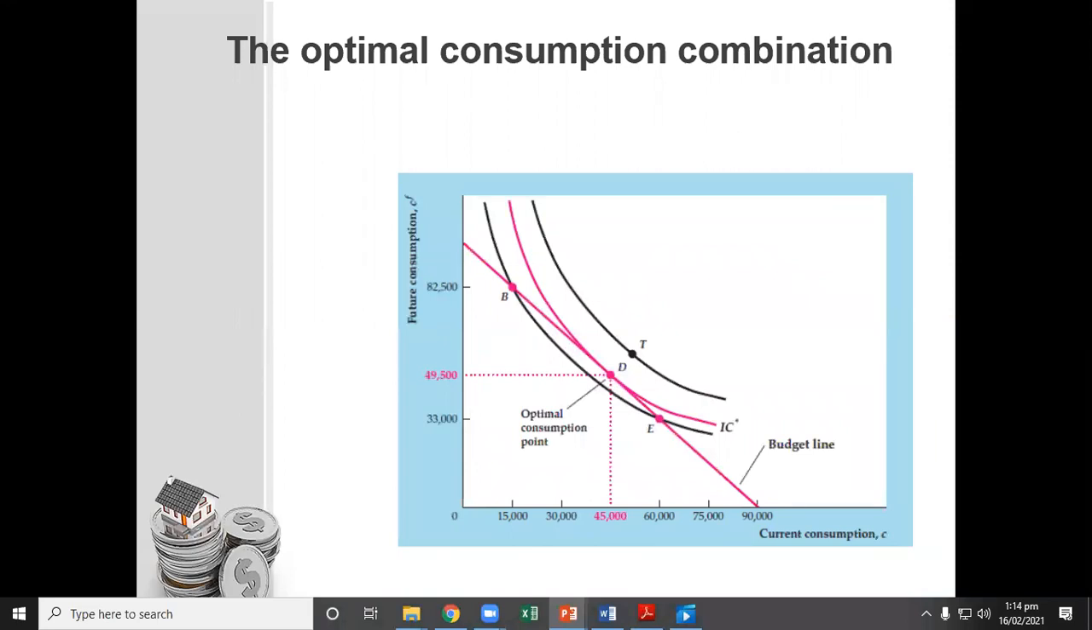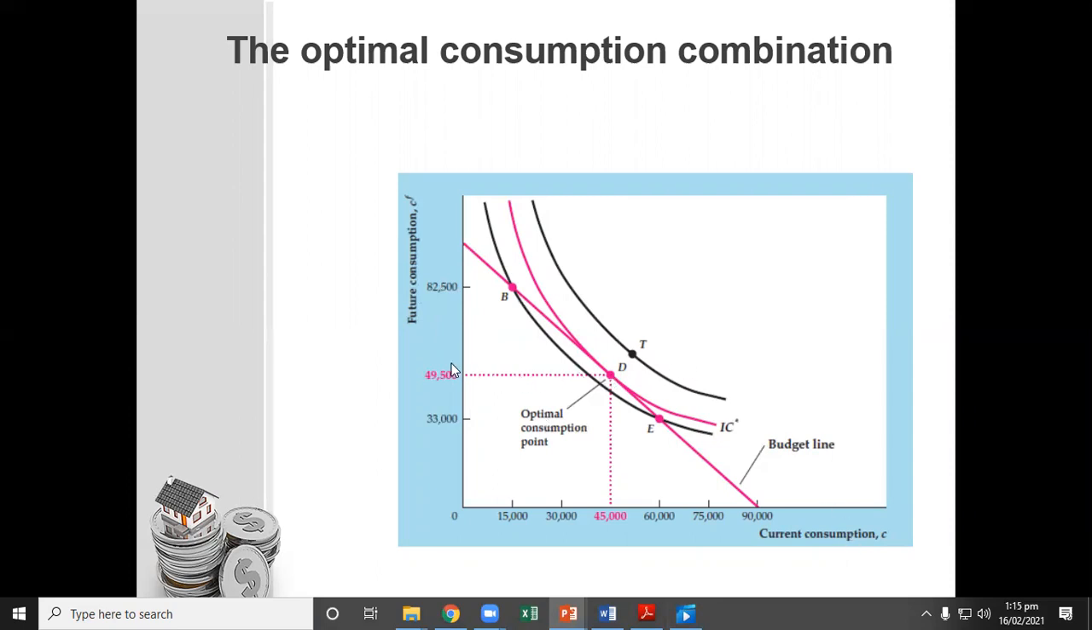Now we will see where a consumer can consume, where the optimum level of consumption could be. You can see in this figure that there is a budget line. The optimal, highest utility combination of current and future consumption is represented by the point of tangency between the budget line and the indifference curve. On the vertical axis, you can see future consumption, and this is the current consumption.